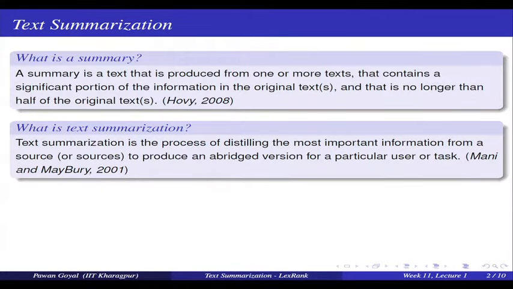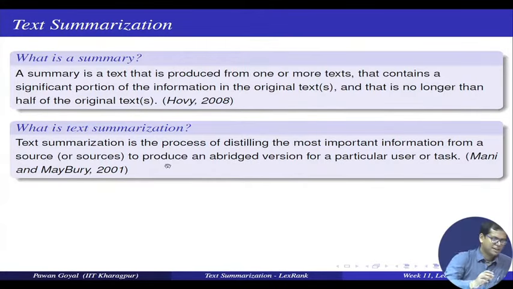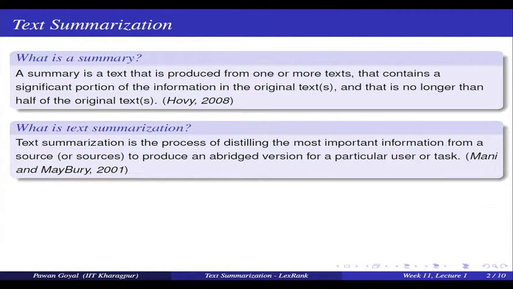We can also give this definition: it is the process of distilling the most important information from a source to produce an abridged version for a particular user or task. So it might happen that you need a very generic summary, or it might be for a particular user or a task. That is also possible in the case of summarization.